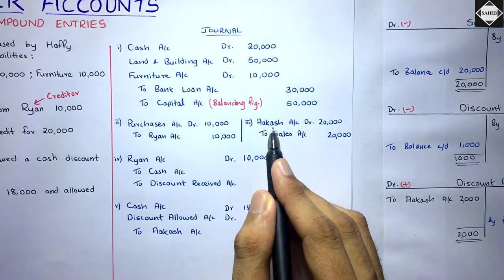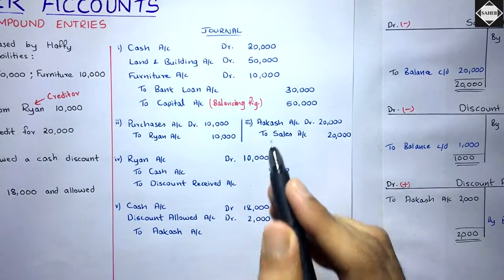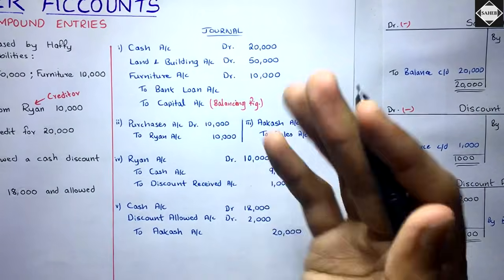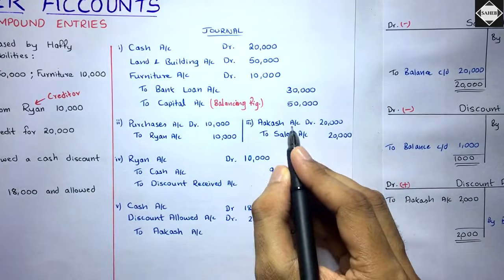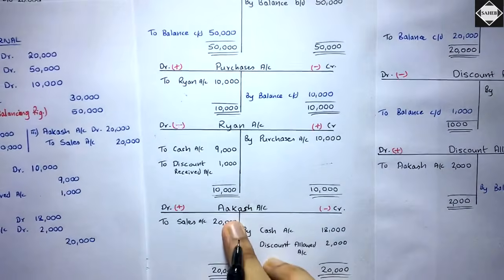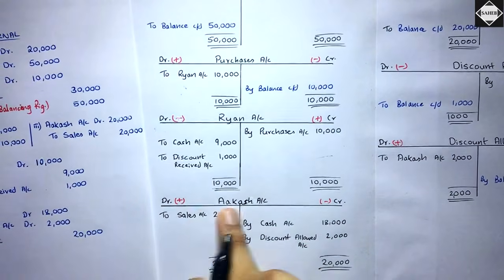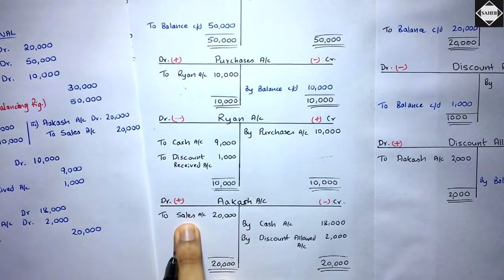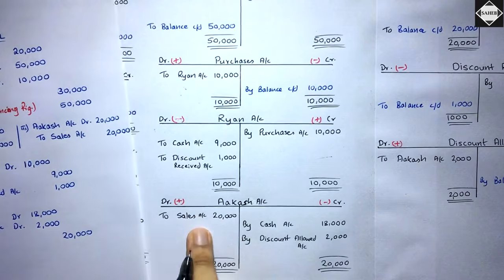Next you have Akash account debit to sales. We have sold goods to Akash on credit. So Akash is our debtor, receivables. We have to receive money from Akash. So he's our asset. Akash is increasing, asset is increasing. So go to the Akash account. Akash account has been debited. It is increasing because we have sold goods to him on credit. So to sales account 20,000.